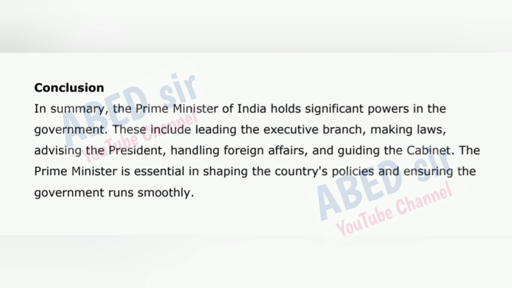Conclusion. In summary, the Prime Minister of India holds significant powers in the government. These include leading the executive branch, making laws, advising the President, handling foreign affairs, and guiding the Cabinet. The Prime Minister is essential in shaping the country's policies and ensuring the government runs smoothly.